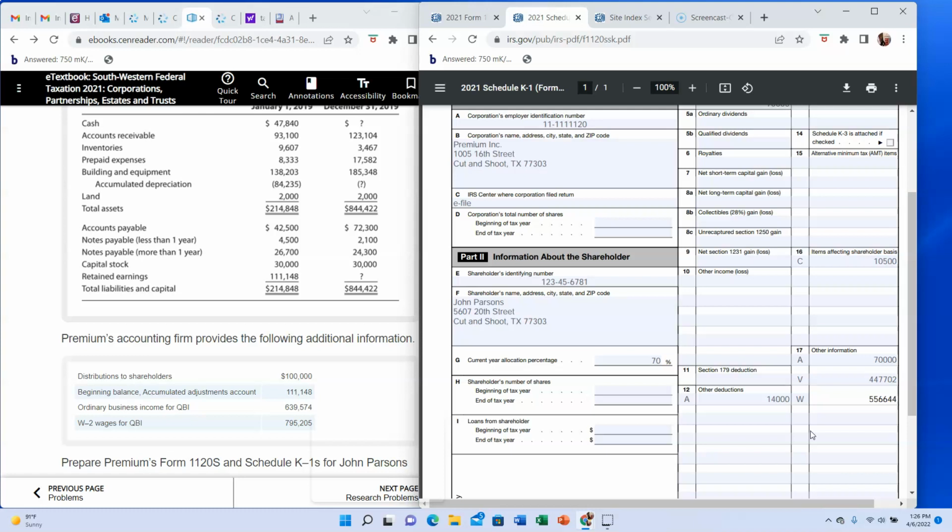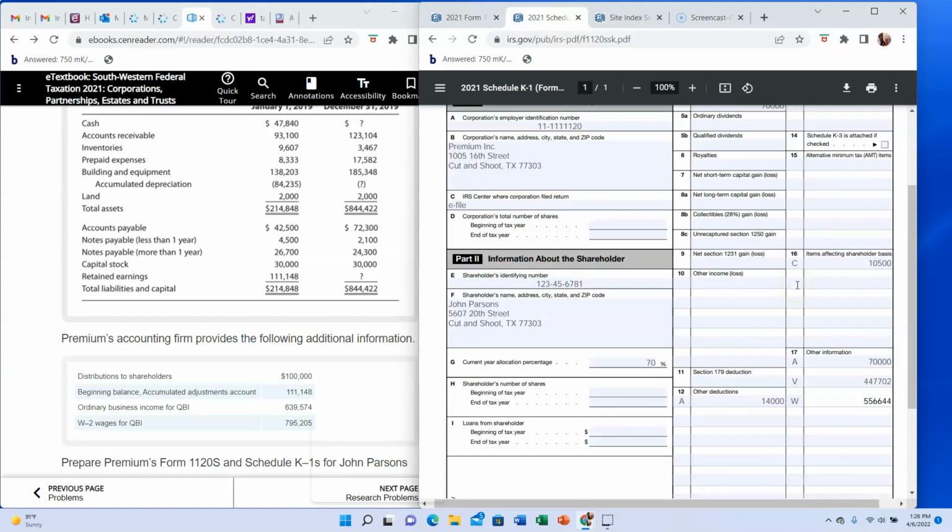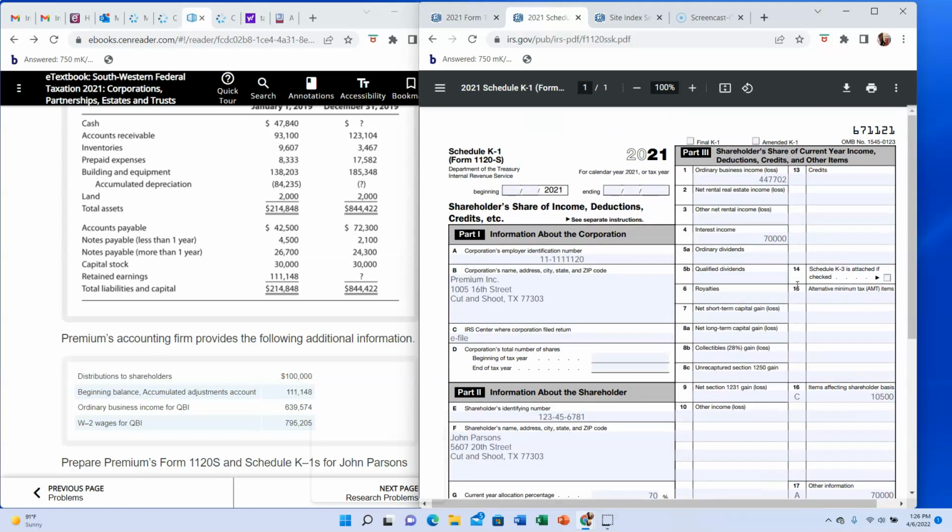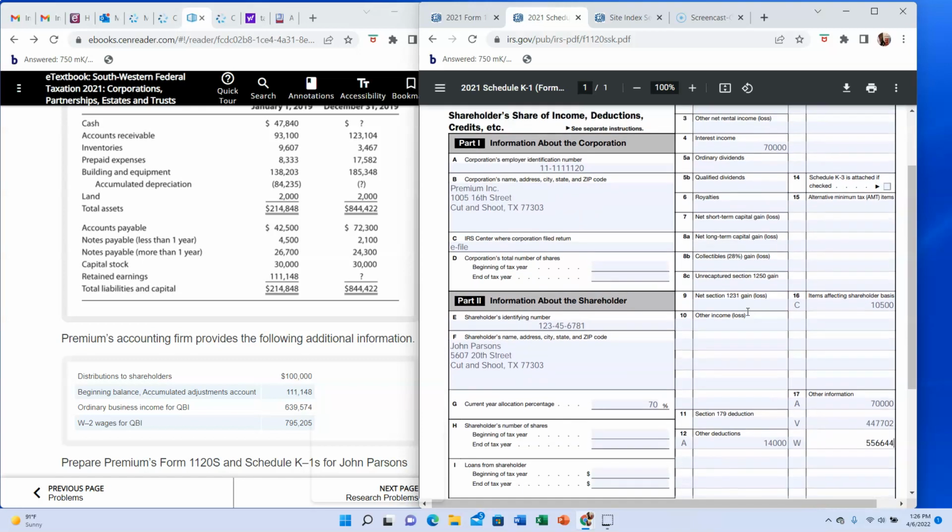All right, and then you basically do the exact same thing for the other guy, but he gets 30% of these numbers. So y'all can do that one on your own. So you need to download these, save them, and then upload them in Blackboard. There's an assignment option for them.